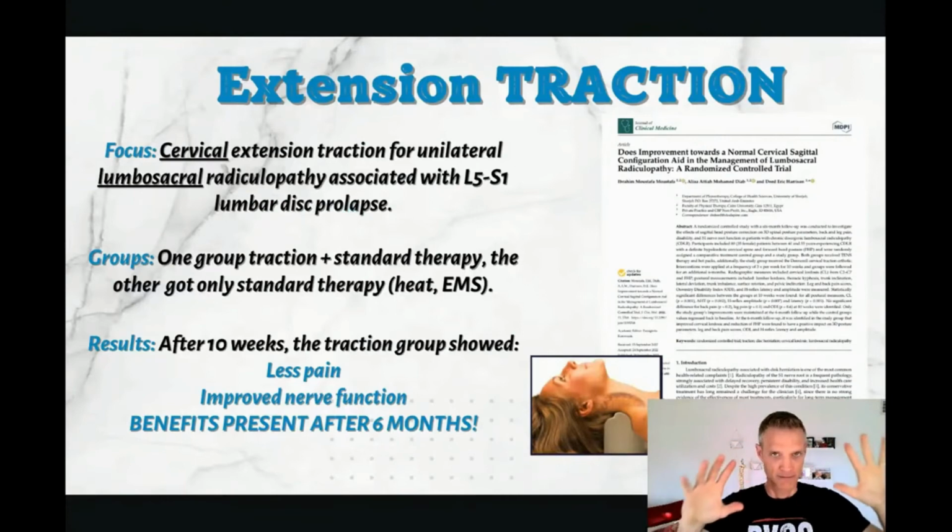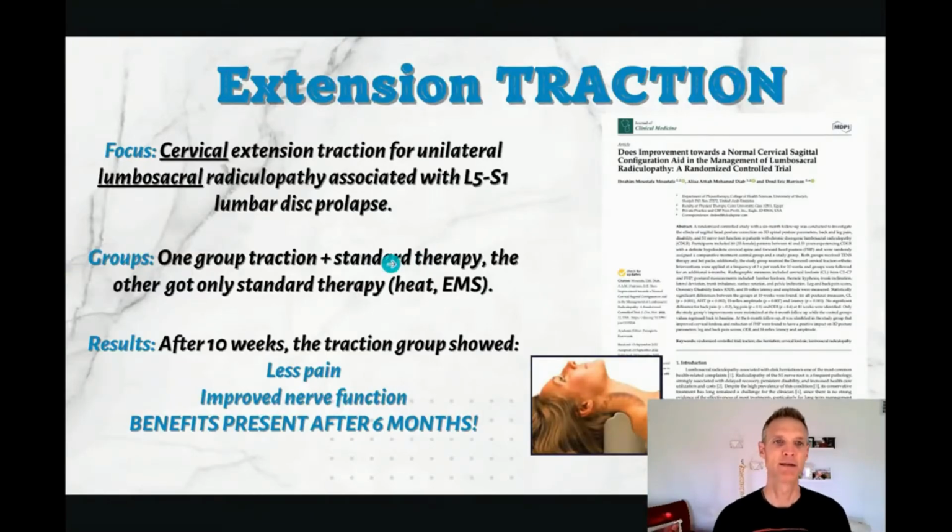So just to reiterate, working on the neck to see what happens in the low back and leg. So one group, again, traction plus standard therapy. The other group, just standard therapy, the heat and electric muscle stim. After 10 weeks, the traction group, where the traction was applied in the neck, had less pain and improved neck function. Again, these benefits lasted after the 6 months. The therapy group regressed back to what they were.